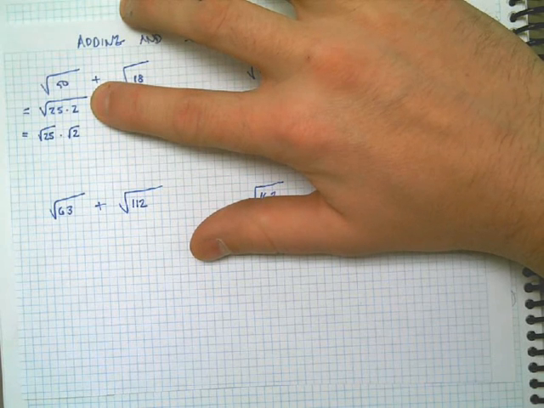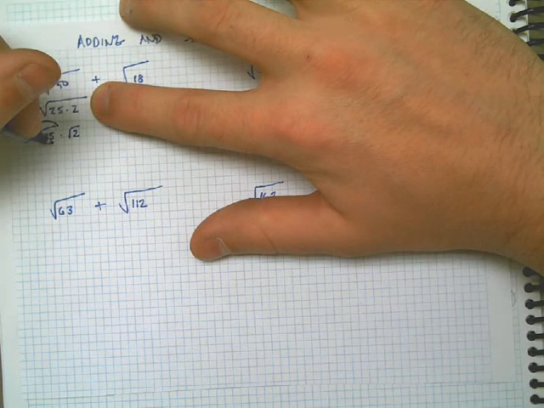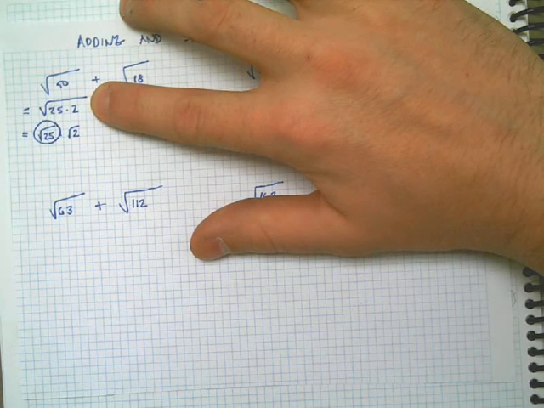And if that doesn't make sense, go watch that first video, like I said. The reason it's important that I have the 25, a perfect square, in there is because I know the square root of 25 is just 5.